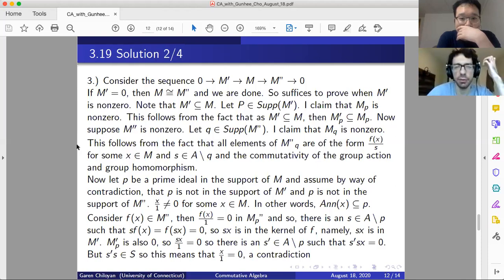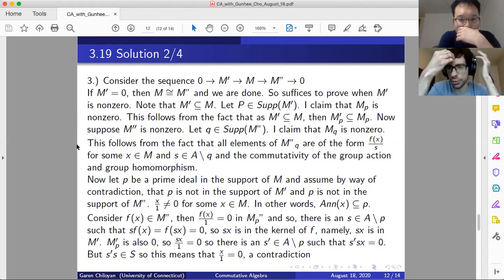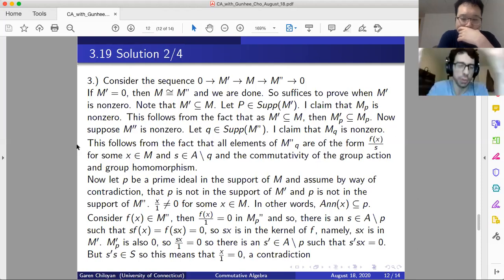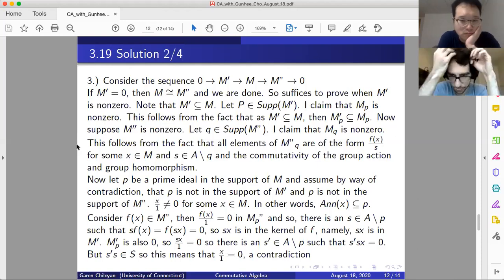We can in fact find such a P because M prime is non-zero. I claim that M localized at this P is non-zero. This follows from the fact that M prime is a subset of M, then M prime localized at P is a subset of M localized at P. And then any module that contains a non-zero module would also be non-zero. So we're done with that aspect.